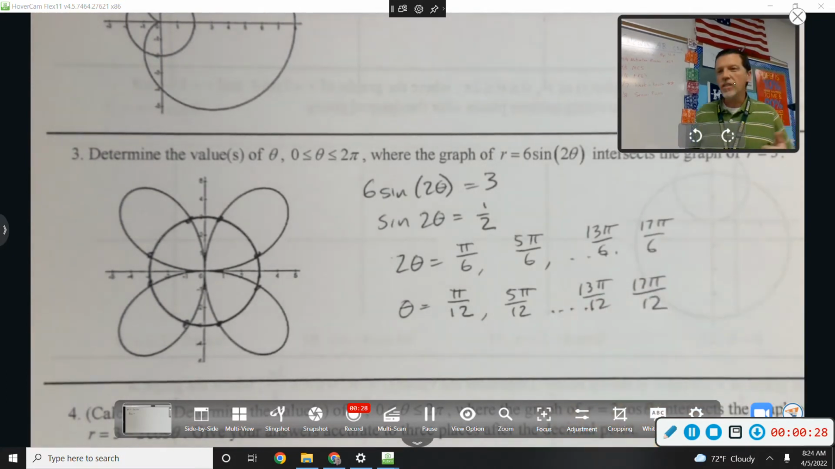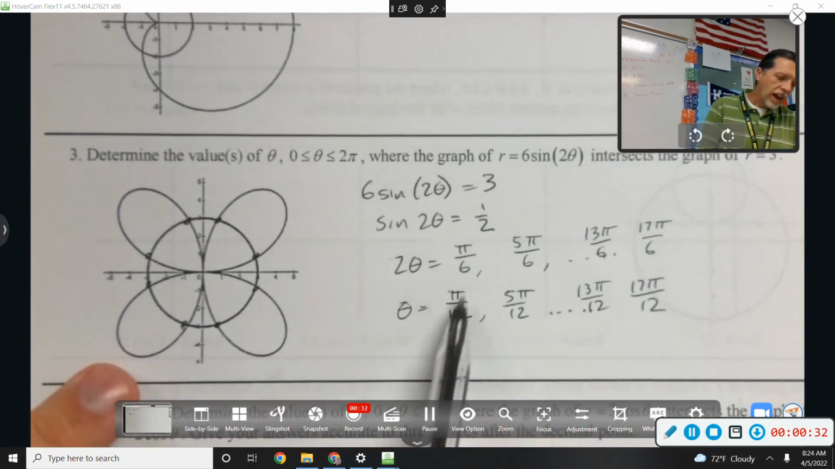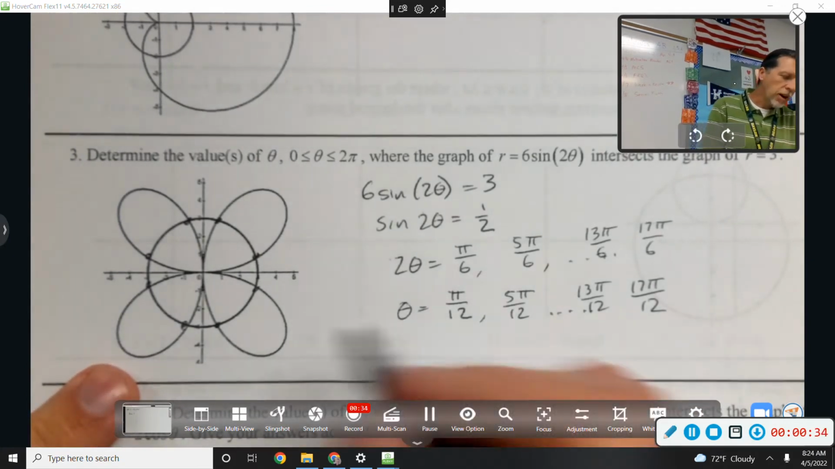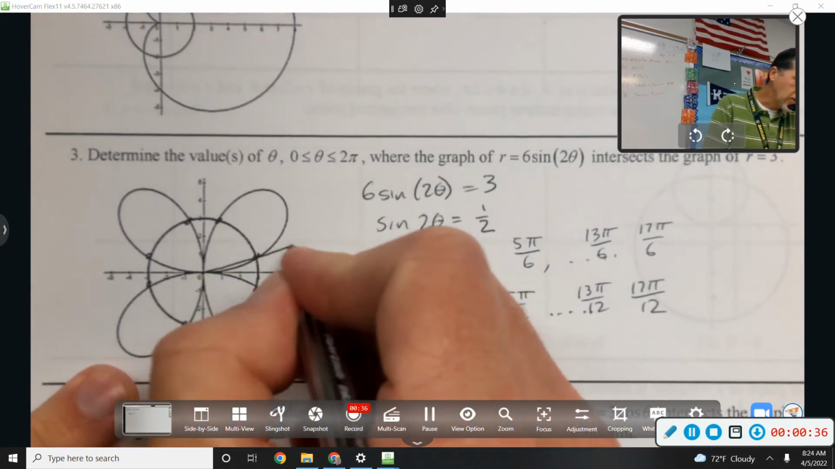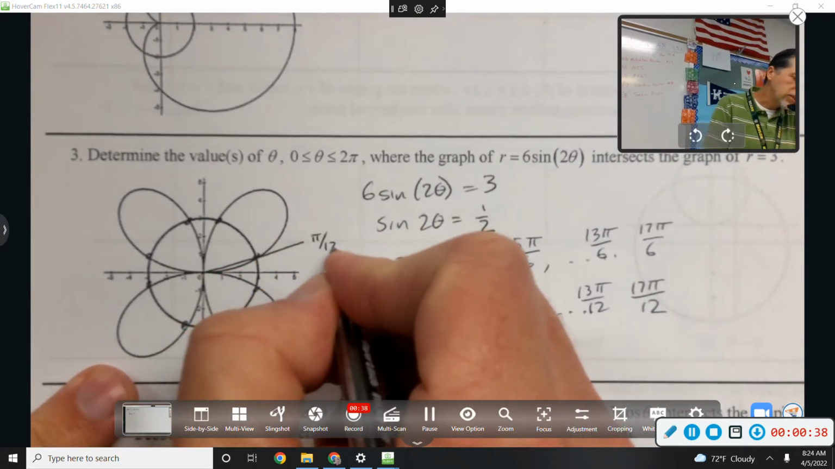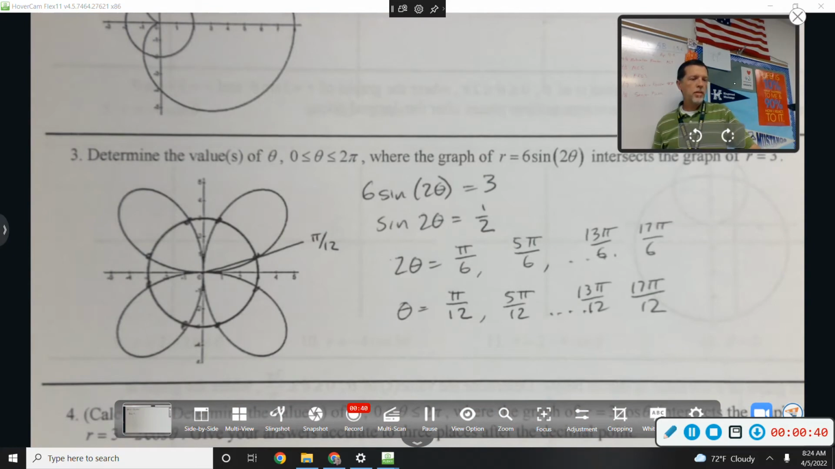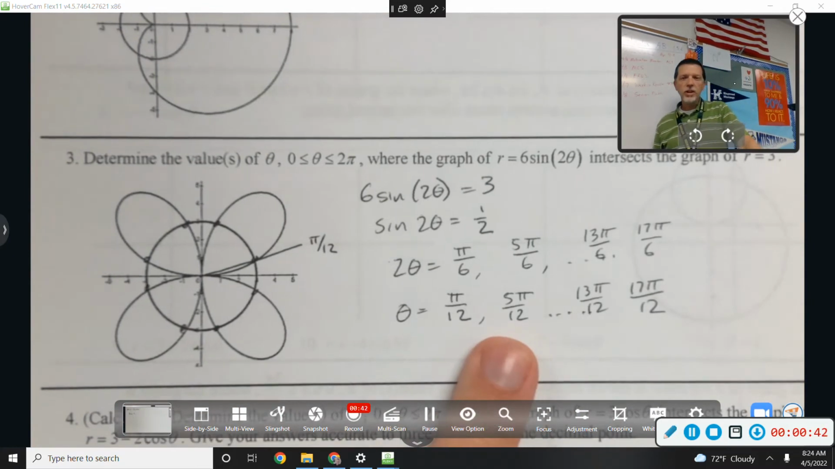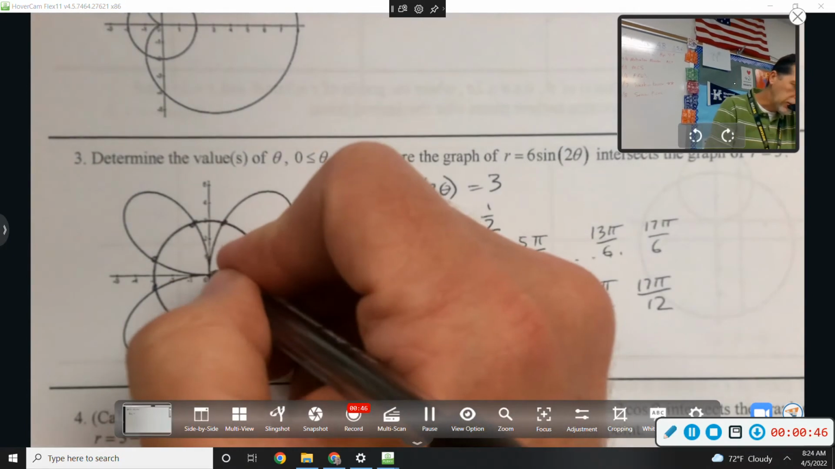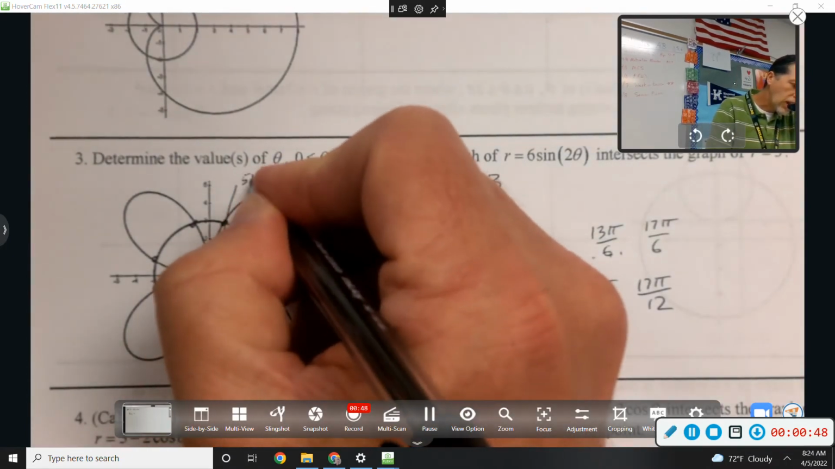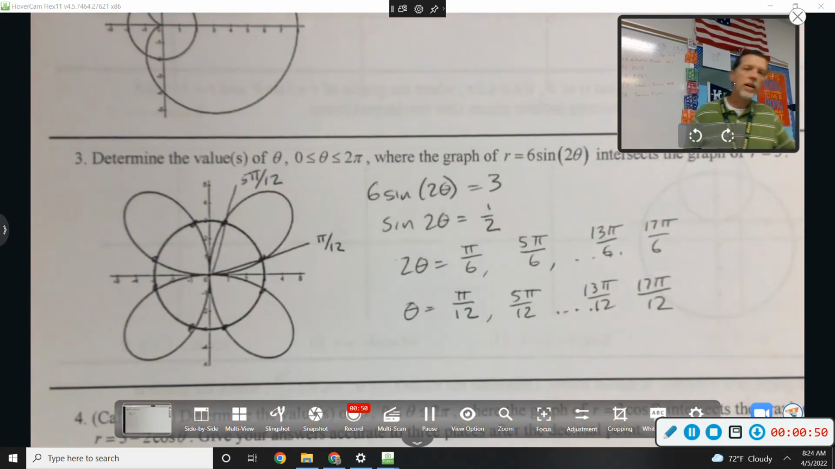But basically the over 12s. So I look at my picture, and we don't usually talk in pi over 12s, but this really steep angle down here, that's got to be the pi over 12 one. 5 over 12, that's almost pi over 2. So that would be this one. After that, I can kind of just figure out my way around.